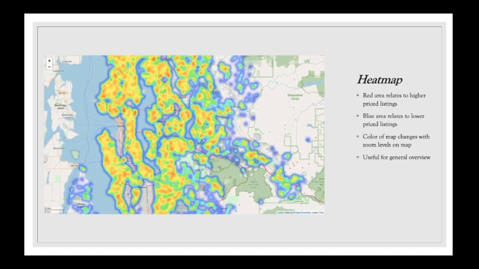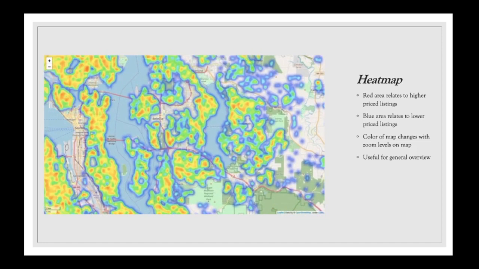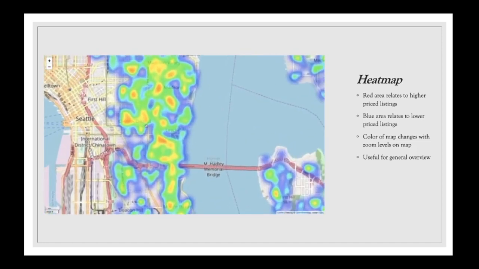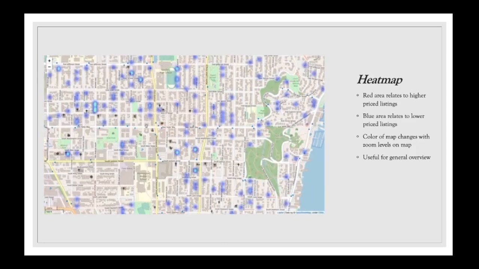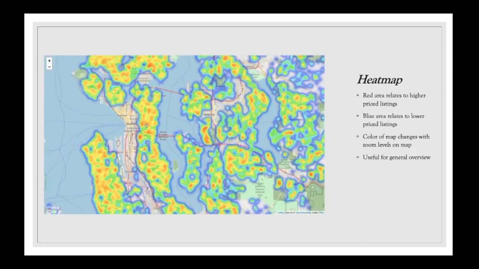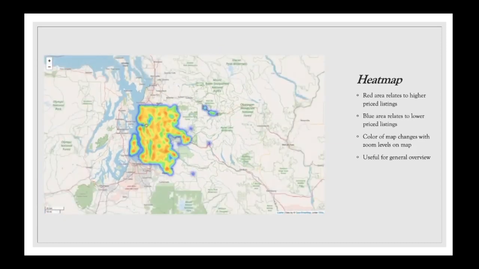And if you zoom in to the ground level to each individual listing, you can see that it is represented in blue because there is no cluster and nothing to compare it with. But if you zoom out to the desired level, then you start to see the price depend according to the price and the color.